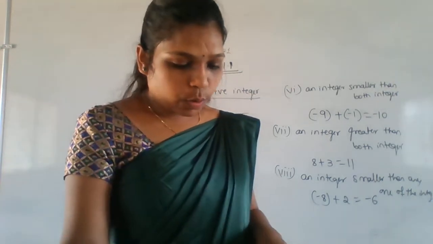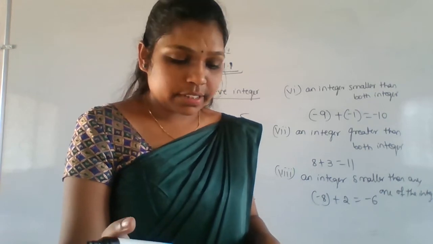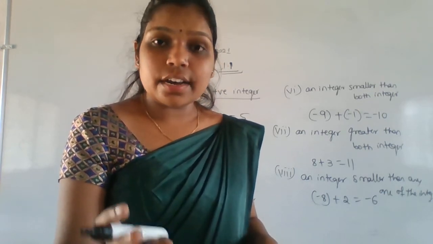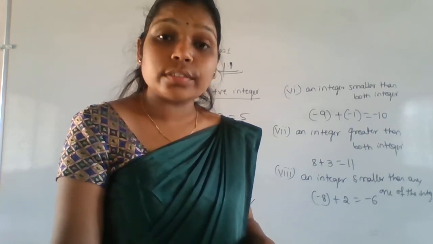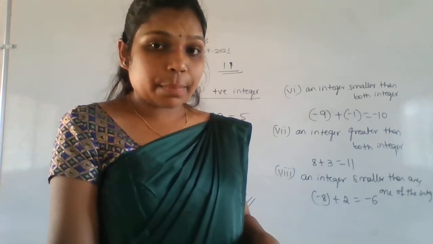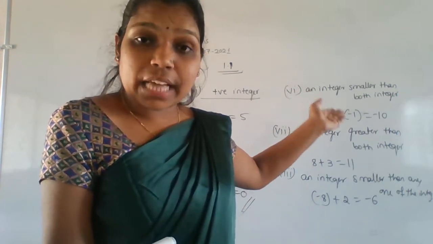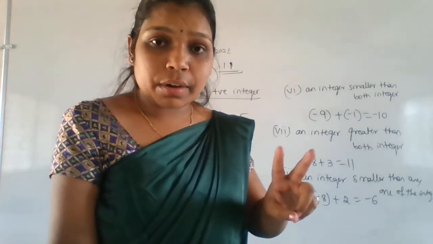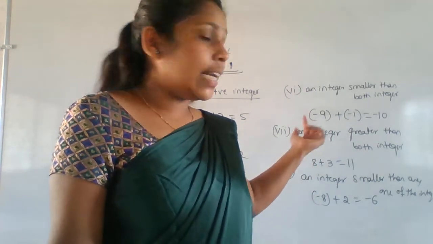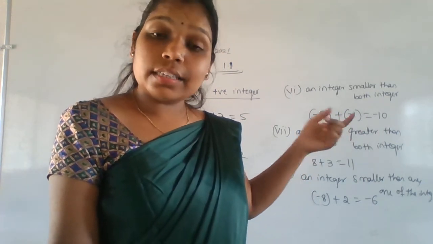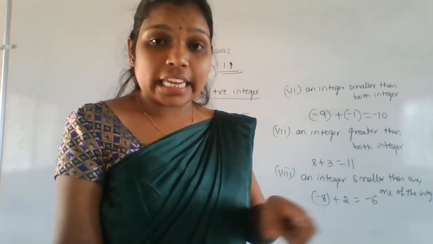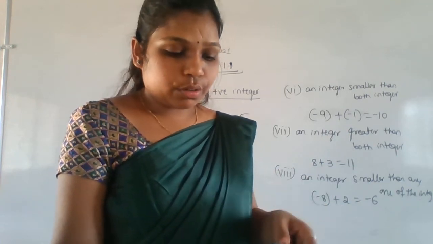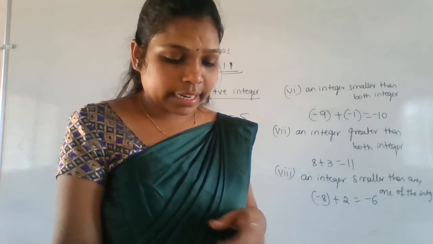So we completed the first main now. Now we'll go with the second main. They given here, write a pair of integers whose sum is whatever they given. According to that we take any two numbers and we add those two numbers and we get the integer according to the given question.